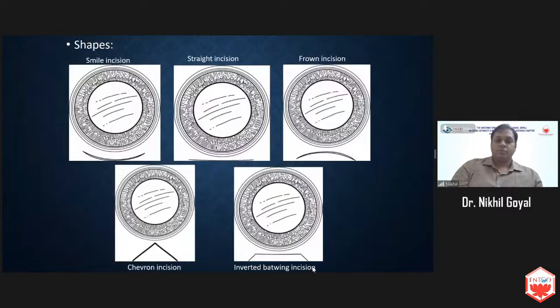Now coming to the shapes of the incision, the various shapes that can be used are smile incision, straight incision, frown, chevron, or an inverted batwing incision. If we consider the point of wound stability and astigmatic effect, the best incisions to place are either frown incision or a chevron incision.